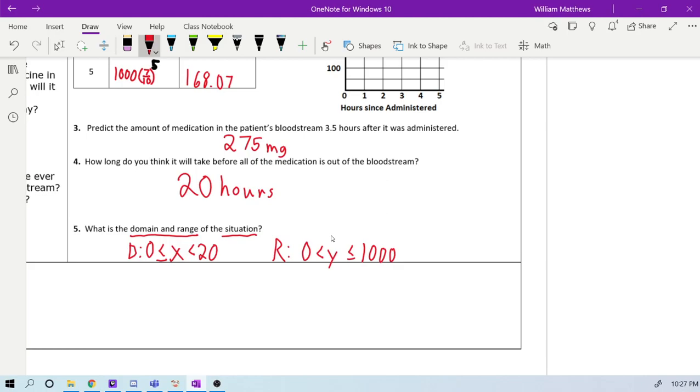So when talking about hours, X, our time can be anywhere between 0 hours when we first administer, all the way up to, but not including 20 hours, because it will never actually reach 0 using this formula. For our range, we know that our highest value is 1,000, what we administered, and we know that it will get close to 0.